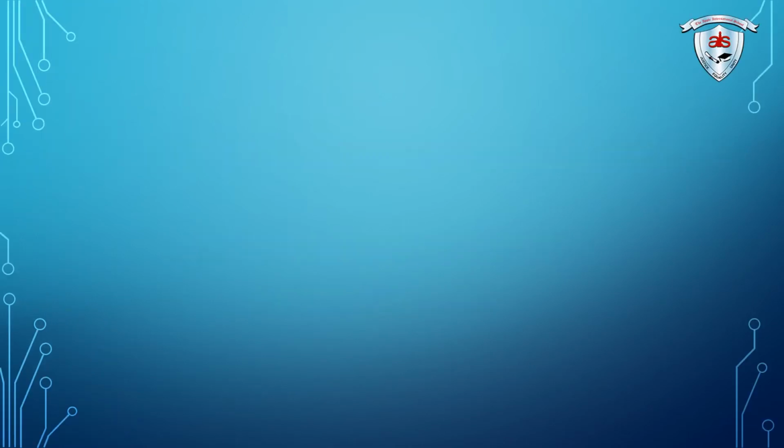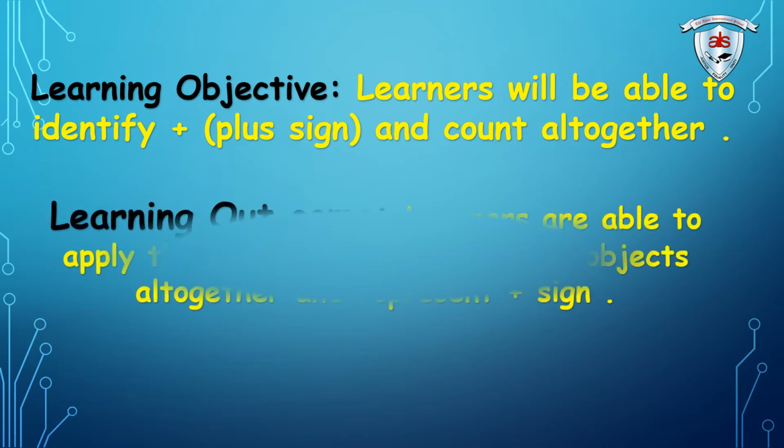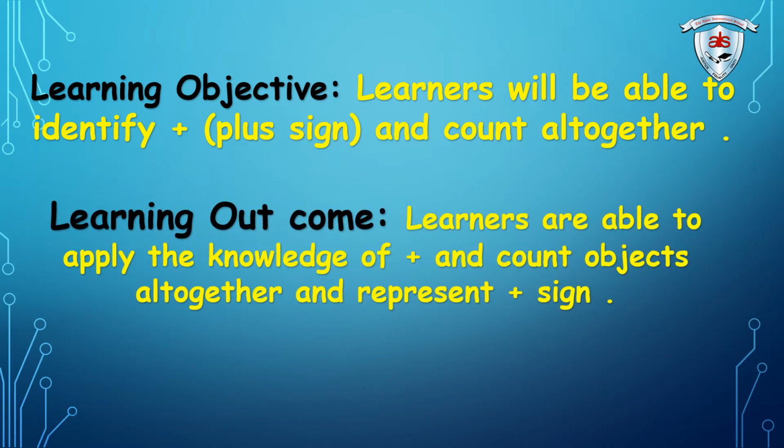Children, today's learning objective is learners will be able to identify the plus sign and count all together. And today's learning outcome is learners are able to apply the knowledge of the plus sign and count objects all together and represent the plus sign.